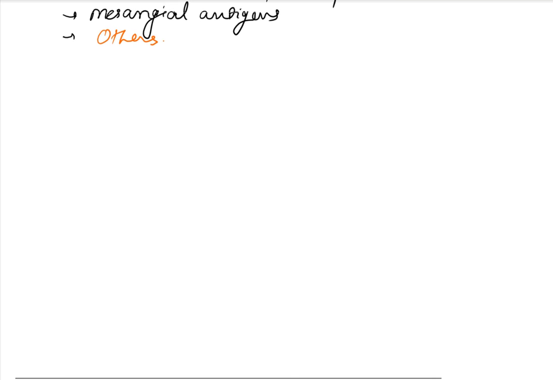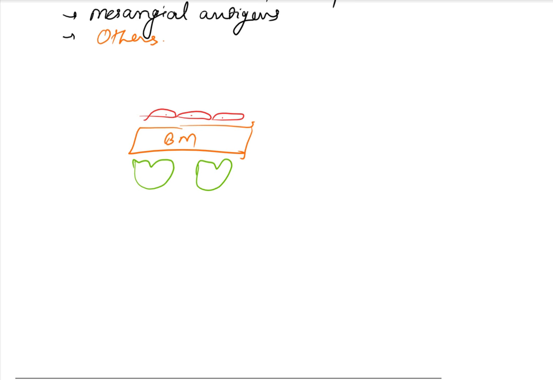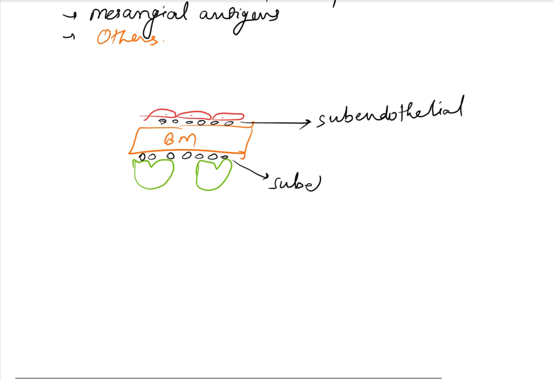Now we will talk about the basement membrane. So we'll talk about the two types of deposit we find in kidney, that is subepithelial and subendothelial. Suppose this is the basement membrane, and here are the endothelial cells, and below we have podocytes. If the deposition is present here between the endothelium and the lamina interna of the basement membrane, we say it is subendothelial. And if the deposit is here between the lamina externa of the basement membrane and podocyte, it is known as subepithelial.